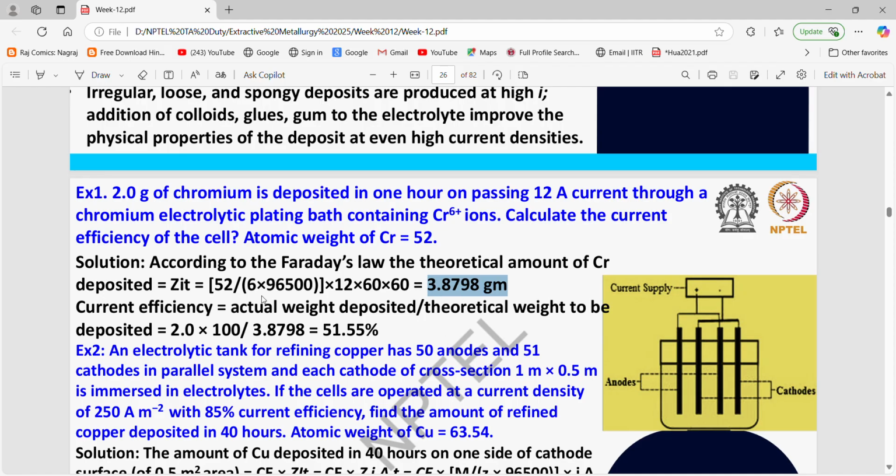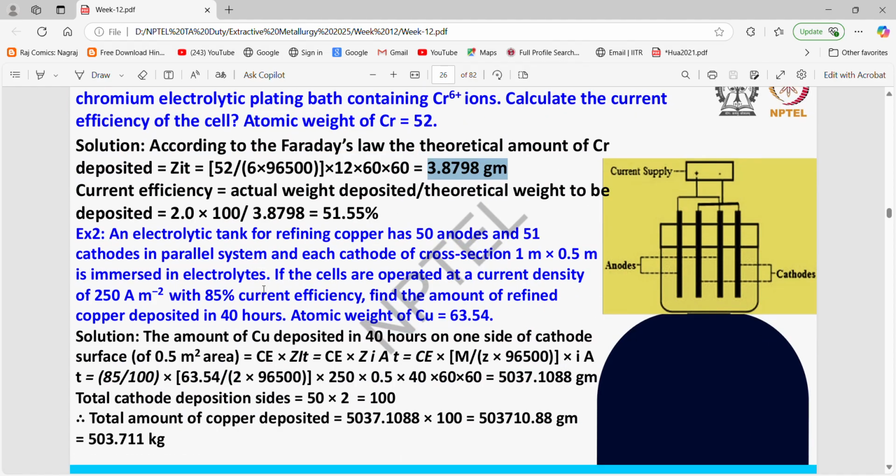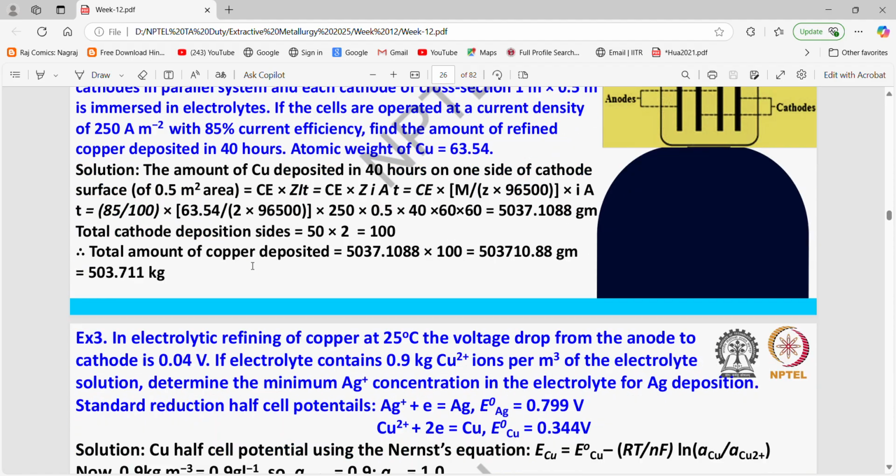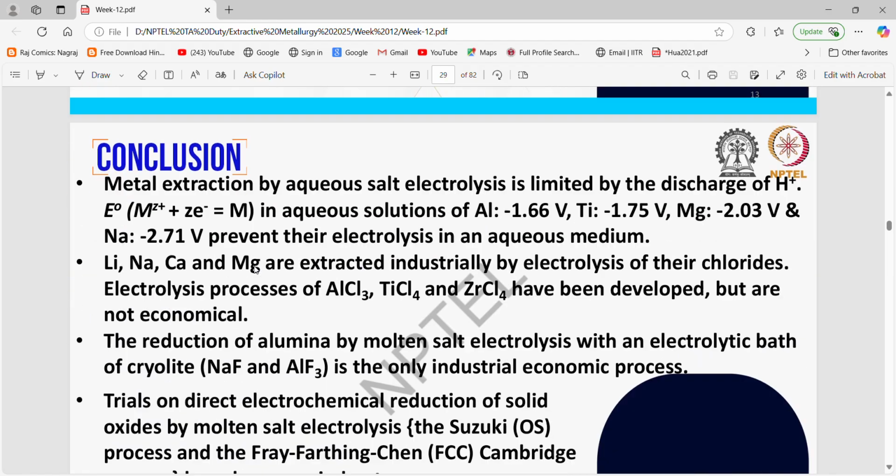Then we can calculate the current efficiency also with the help of the actual amount which gets deposited and the amount which we were trying to deposit. Then it is also similar.